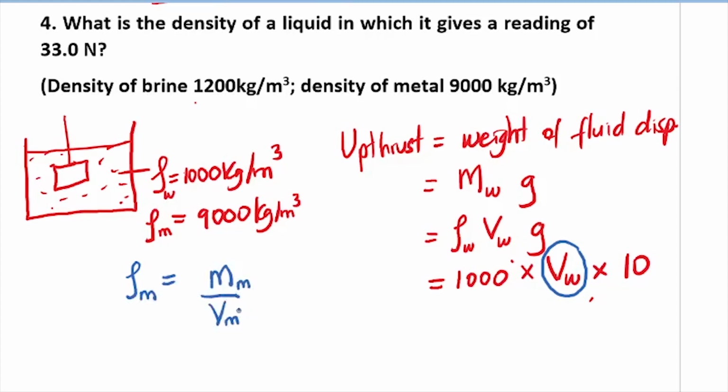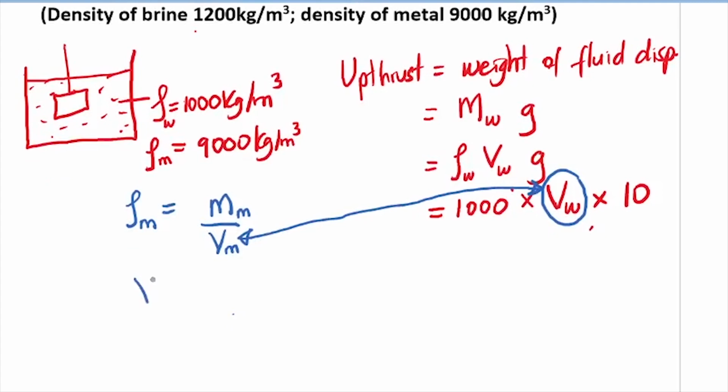We want to find this volume, because this volume of the metal is the same as the volume of the water that has been displaced. Okay, all right. So the volume of the metal is given by the mass of the metal divided by the density of the metal.